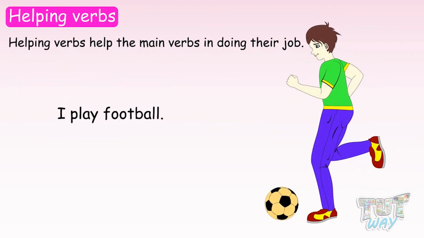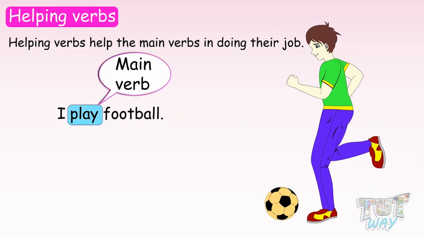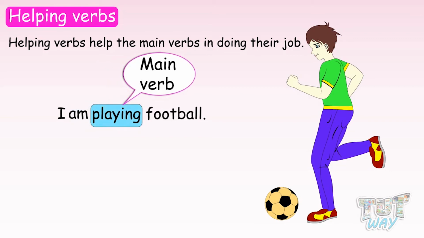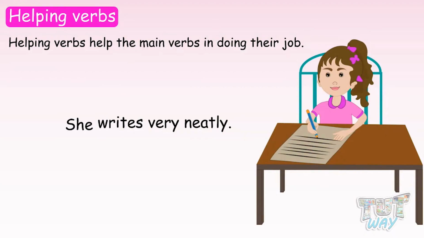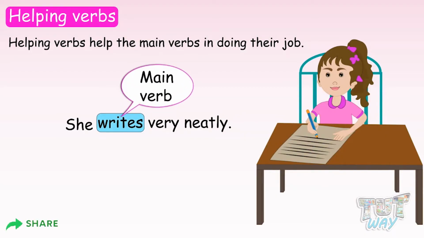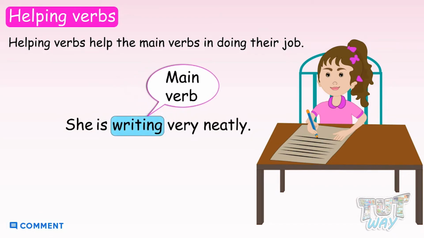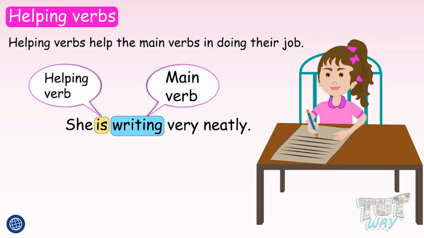I play football. Here, play is the main verb in the sentence. I am playing football. Here, am is the helping verb of the main verb playing. She writes very neatly. Here, writes is the main verb. She is writing very neatly. Here, is is the helping verb of the main verb writing.